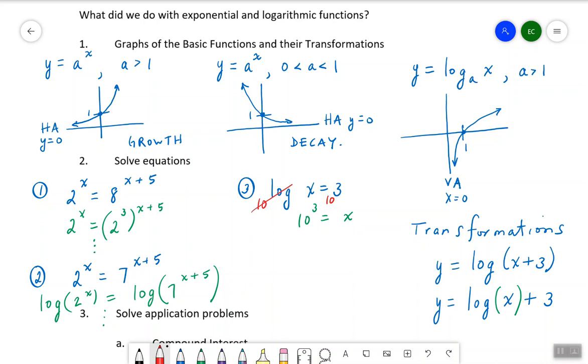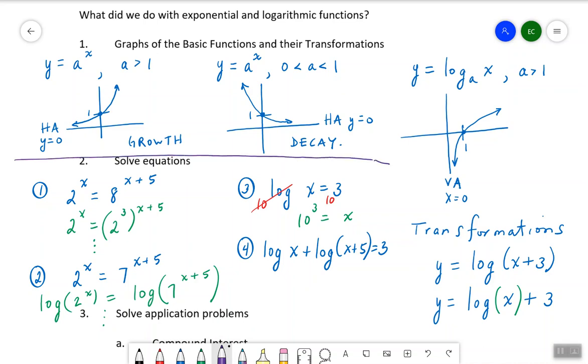Okay, and then the fourth example that I want to show you is log of x plus the log of x plus 5 equals 3. And so do you remember the first step that time? We had to use a property of logs to rewrite the left side as a single log. Right, the property says multiply the two arguments together.